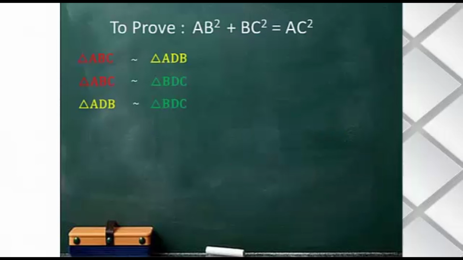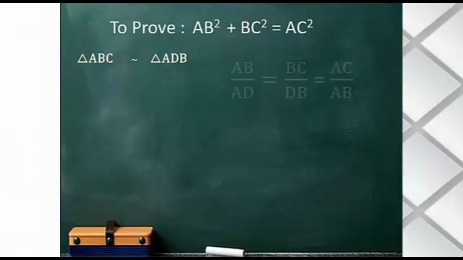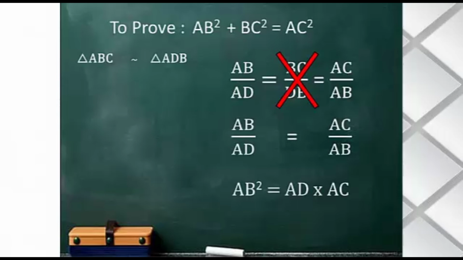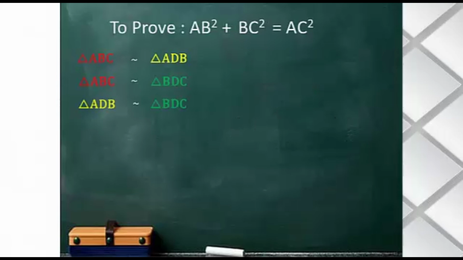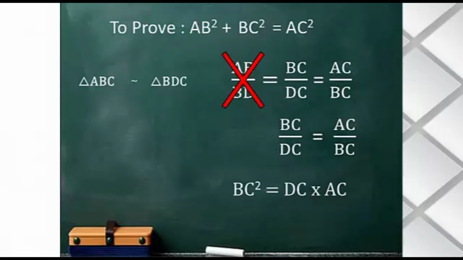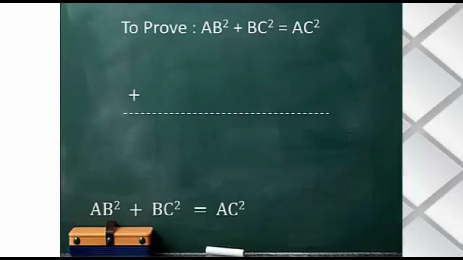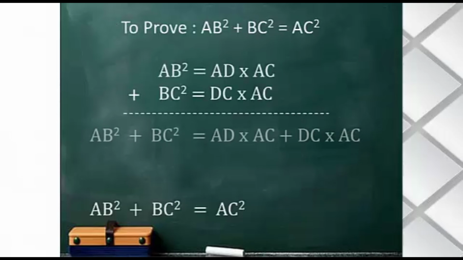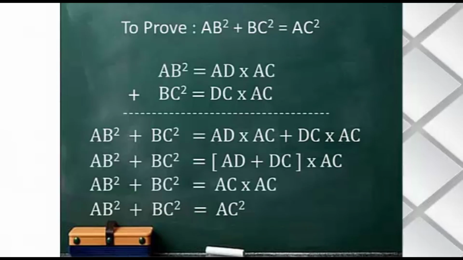Now taking the first pair of similar triangles and writing down the ratios of their corresponding sides, we observe that AB is there only in two ratios. We exclude the third one and then cross multiply, and thus we get AB square is equal to AD into AC. Now taking the second pair of triangles as similar and following the same process, we get BC square. Further, adding these two, we get the final theorem of Pythagoras.